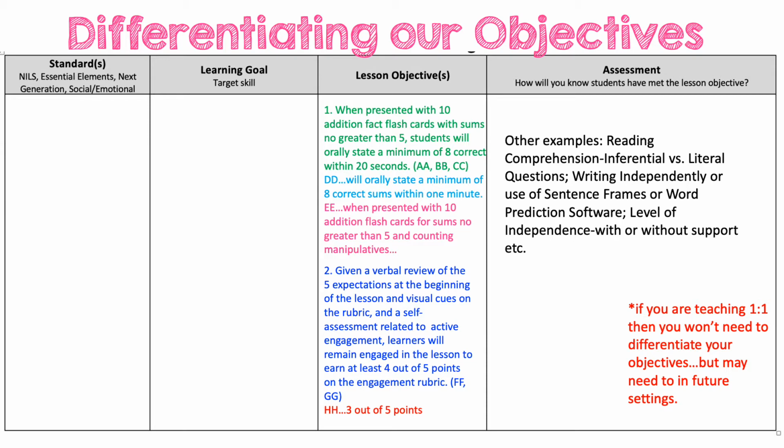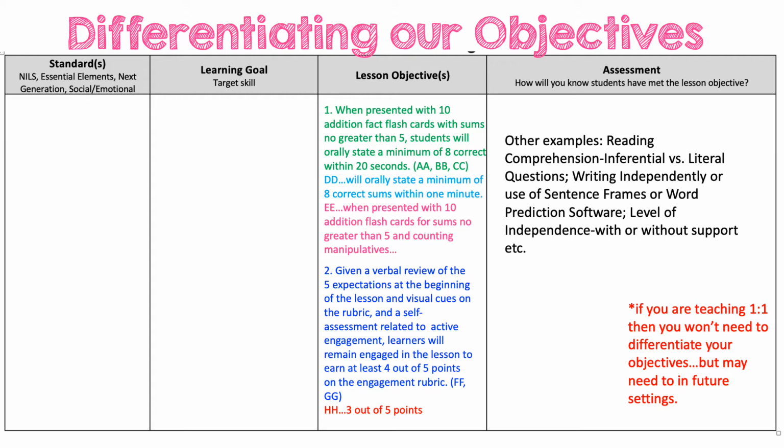As we begin to think about other learners, the conditions or criteria of the original objective may need to be differentiated. So we'll look at learners DD and EE. DD will orally state a minimum of 8 correct sums, but within 1 minute. EE, when presented with 10 addition flashcards, no greater than 5, will have the addition of manipulatives. So you'll see that the overarching objective is the same, but the conditions or criteria have changed for the individual needs of learners DD and EE.